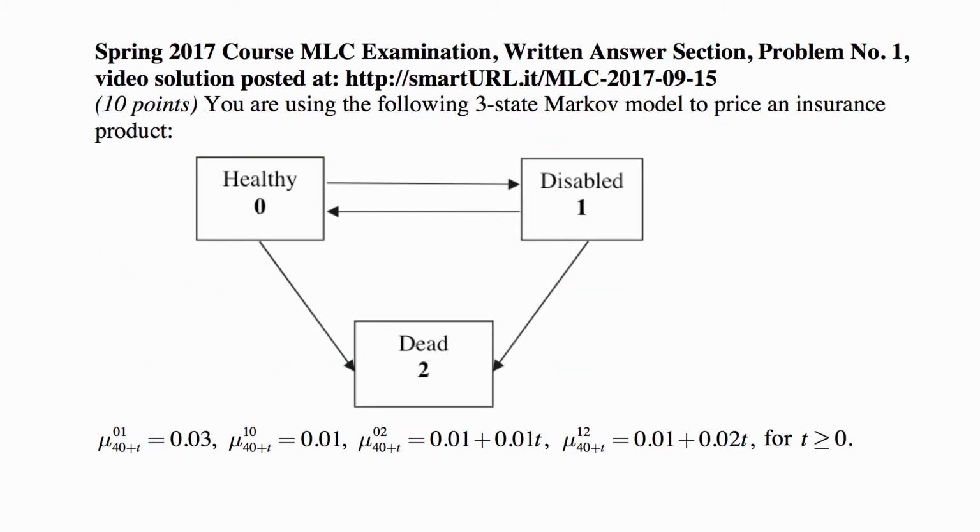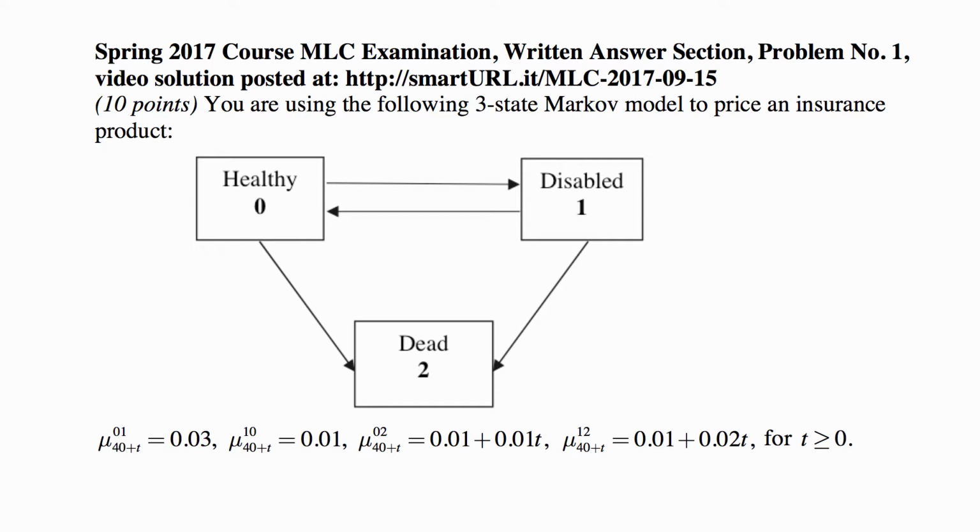This is the first written answer problem from Spring 2017 exam MLC. You are using the following three-state Markov model to price an insurance product. The states are healthy, denoted by 0, disabled, denoted by 1, and dead, denoted by 2. Of course, state 2, dead, is absorbing. Once you get there, you can't get out.